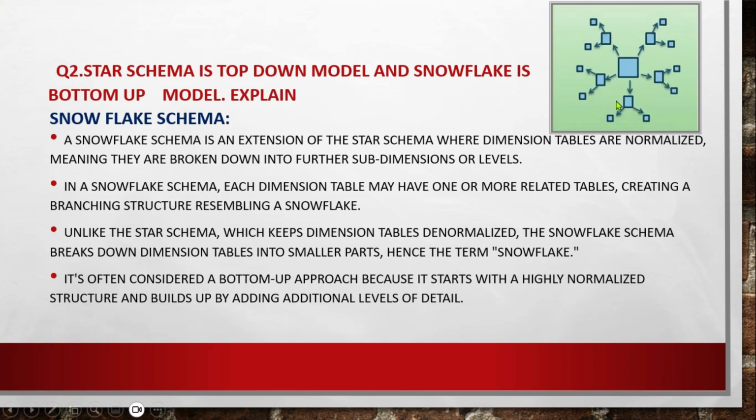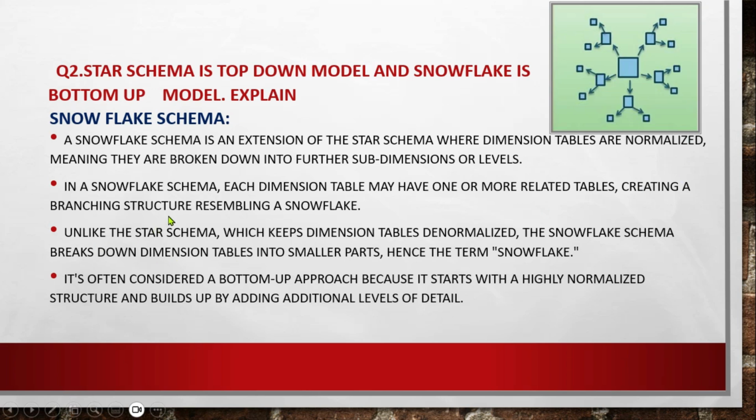Here you can see in the diagram, in the center the fact table is there. Then from this fact table we are getting this dimension table, and this dimension table is further broken down into subdimension tables. Then we can call it a Snowflake schema. In Snowflake schema, each dimension table may have one or more related tables. Here you can see for this dimension table we have two related tables.